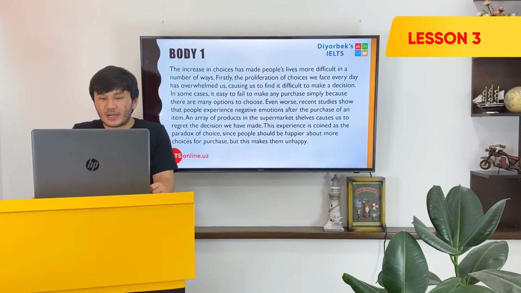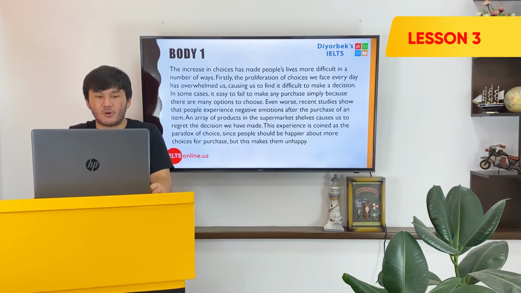Firstly, the proliferation of choices we face every day has overwhelmed us, causing us to find it difficult to make a decision. So we are starting to write about how decision making can be more difficult. In some cases, it is easy to fail to make any purchase simply because there are many options to choose. So we have developed that idea. Sometimes we might fail to make a purchase because there are too many options available.